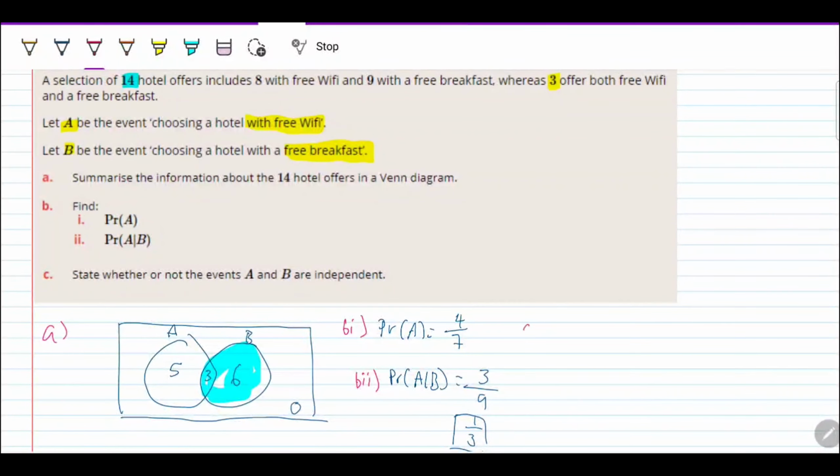And in part C, this is asking us, state whether or not the events A and B are independent. You guys will remember that for A and B to be independent, the probability of A happening given B must equal the probability of A. So in other words, is this true? The probability of A given B must equal the probability of A. So that's for independent events. Now the probability of A given B was 1 over 3. And the probability of A was 4 over 7. These two numbers do not equal. So that means that the answer will be no. They are not independent because the probability of A given B is not equal to the probability of A.